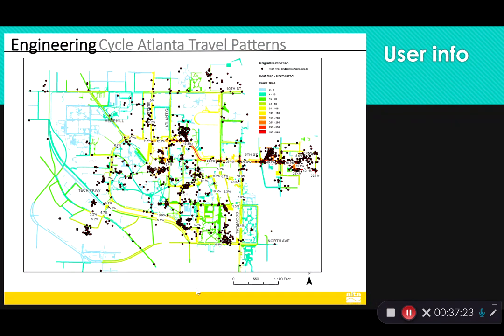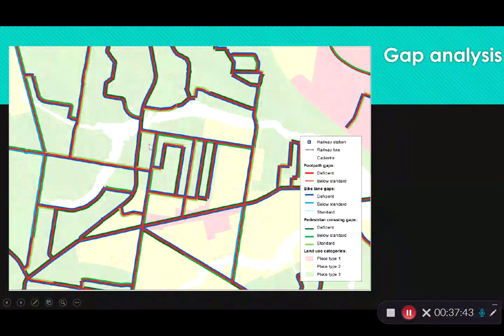And you can also look at where your cyclists are riding right now. So start to track user info, either from surveys or other options. You can look at where people are riding now, start to look at those main roadways that they're using to ride to destinations on, and those can again be priorities for improvements.